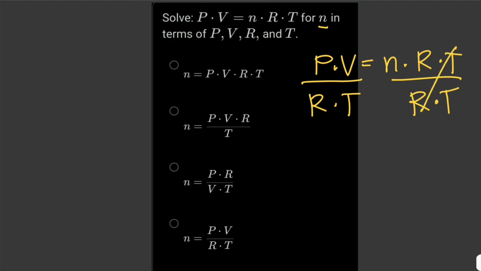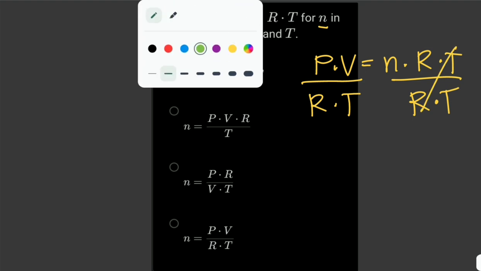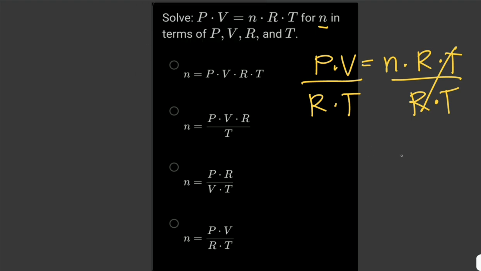And this cancels out. Therefore, n is just equal to P times V over R times T. So the answer here is this one.